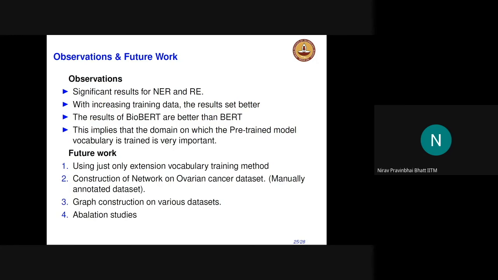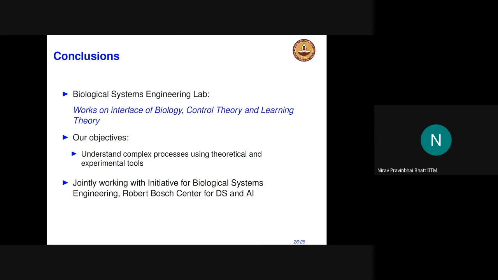So I would like to thank everyone. To conclude, as far as our lab is concerned, we work at the interface of biology, control theory, and learning theory. And our objective, as I told you, is to understand complex processes using theoretical and experimental tools sometimes. This work is jointly done with IBSC, which is now Integrative Biology and Systems Medicine, and the Robert Bosch Center for Data Science.